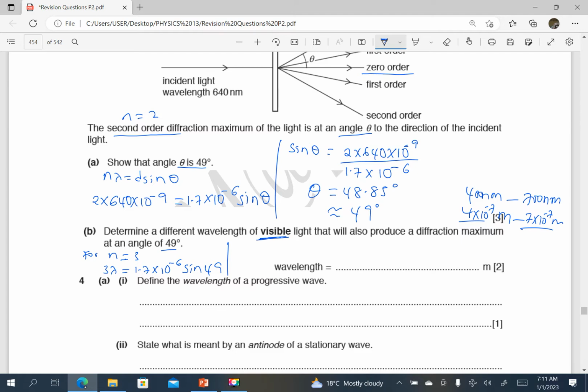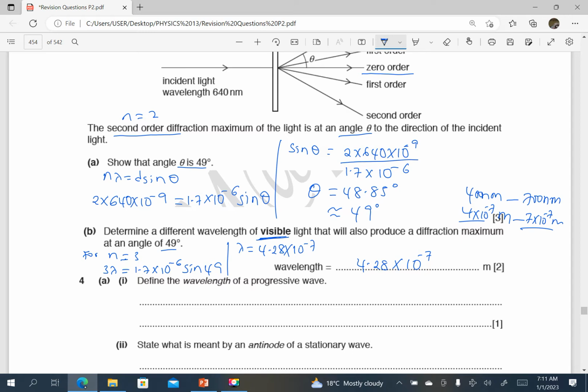So I have 1.7 exponent negative 6 sine of 49 divided by 3. This is giving me a value of lambda which is 4.28 times 10 power negative 7, and this is the same as 428 nanometers. I think 428 is between that range. So that is an acceptable wavelength. So this is going to be 4.28 times 10 power negative 7 in meters.